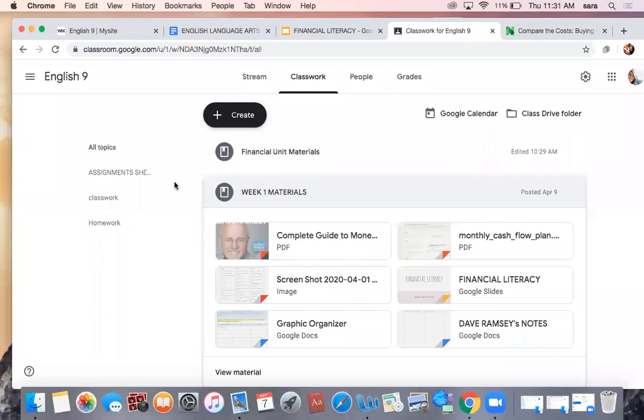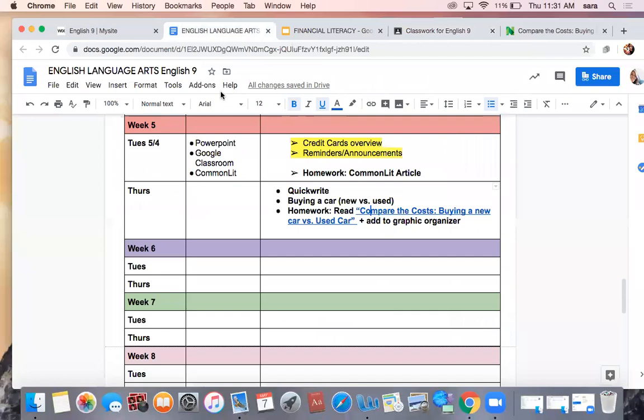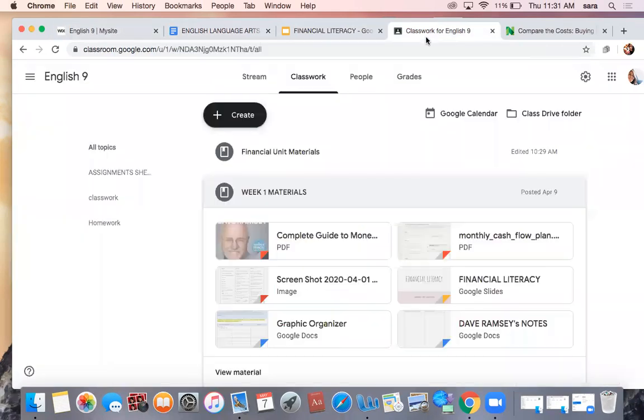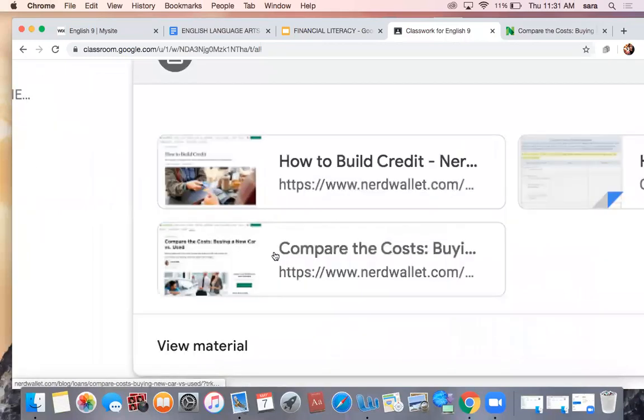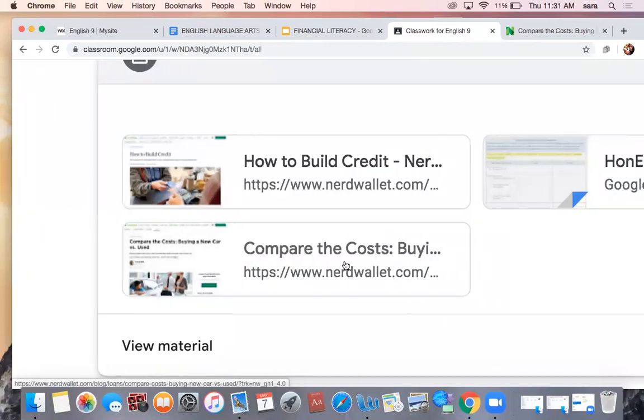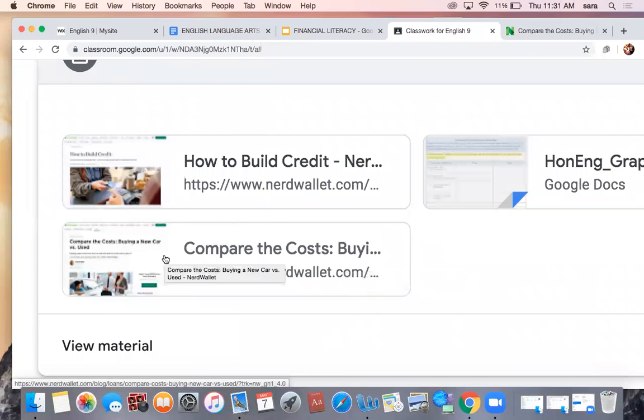But for today, you need to read. That's in your class plans, right? Read, and it's linked here as well. The reading is also under financial unit materials. It's right here, the second one: Compare the costs of buying a new versus a used car.